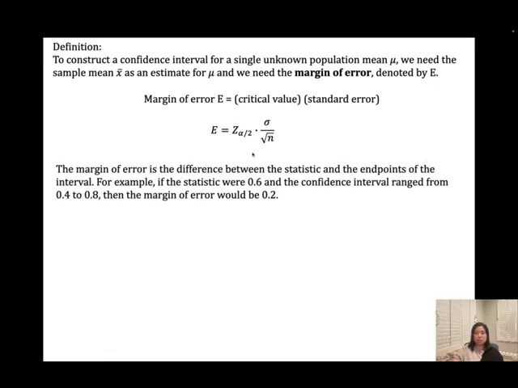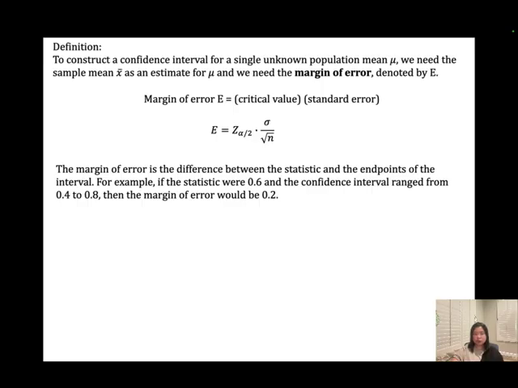Okay, to construct the confidence interval for the single unknown population mean, we need the sample mean as an estimate for the population mean, and we need the margin of error, denoted by E. We need to know how to find the margin of error. Margin of error will be equal to the critical value, which you just did in example 1 and example 2, times the standard error. Remember on chapter 6, session 6.3, we were on this guy, right? The standard error. This is how you find the margin of error.